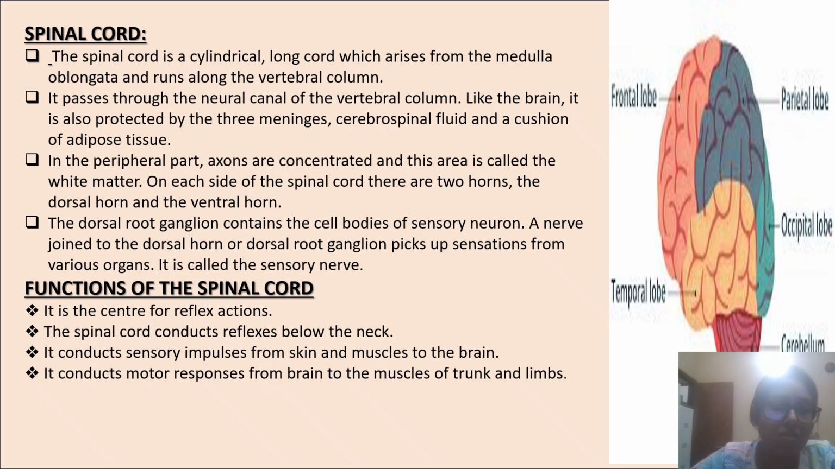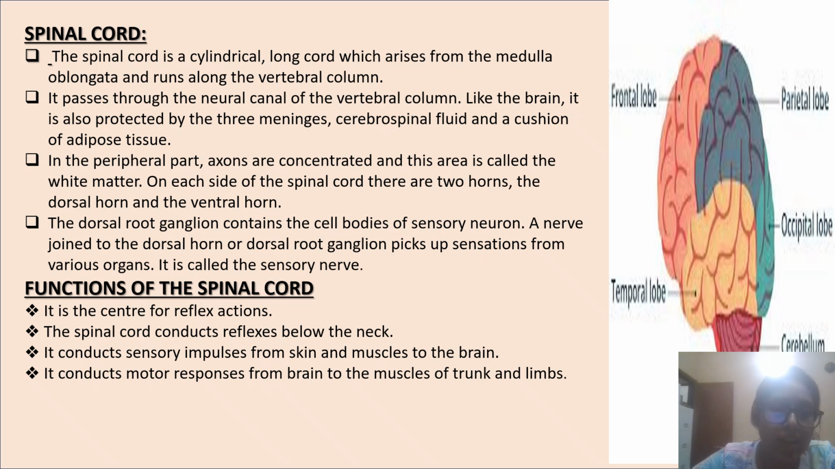Next, what is the spinal cord? The spinal cord is a cylindrical long cord which arises from the medulla oblongata and runs along the vertebral column. It passes through the neural canal of the vertebral column like the brain. It is also protected by the three meninges, cerebrospinal fluid and a cushion of adipose tissue. In the peripheral part, axons are concentrated and this area is called the white matter. On each side of the spinal cord, there are two horns, the dorsal horn and ventral horn.